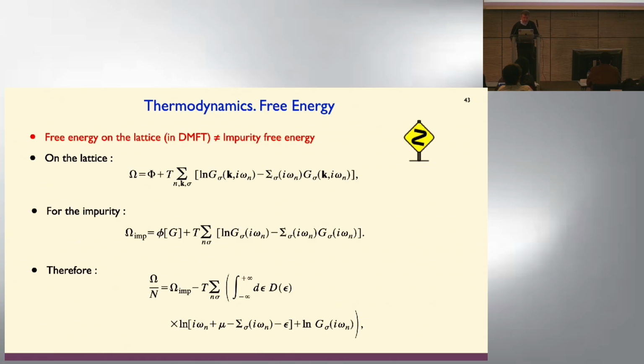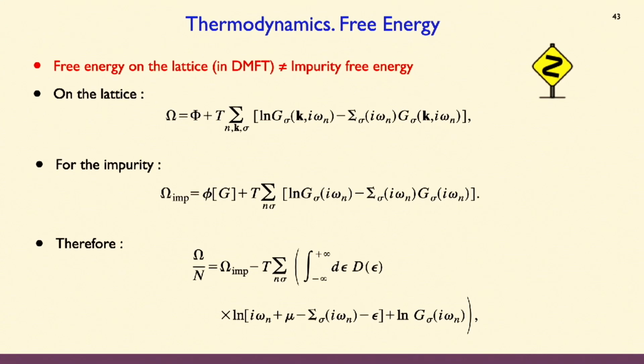Another consequence of that is also if you want to compute thermodynamics or the free energy, you should be careful that the free energy on the lattice in the DMFT approximation is not the impurity free energy. And the reason is that the free energy, omega, is related to phi by this equation. You can find that in good old books like Abrikosov-Gorkov. You relate the energies to the potential phi. This is completely general, true for a lattice, for any problem.